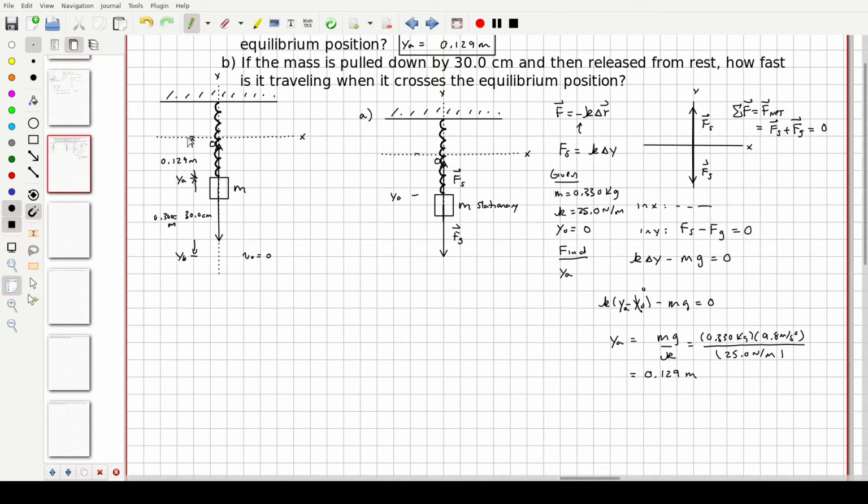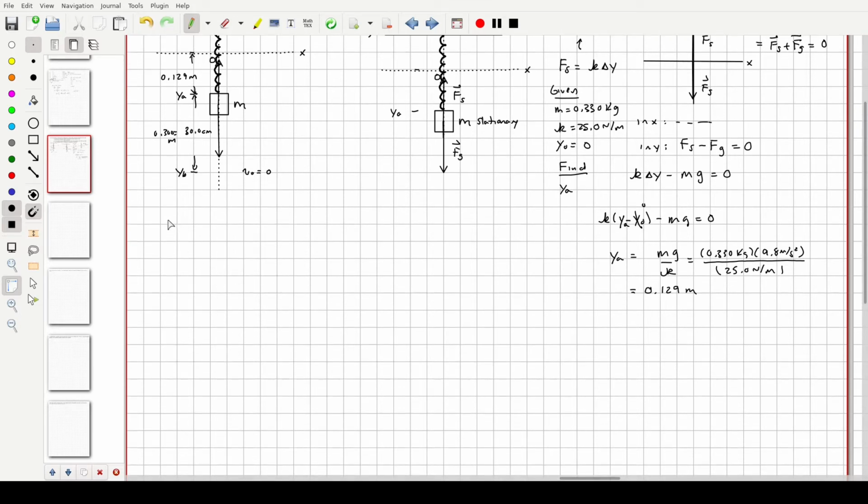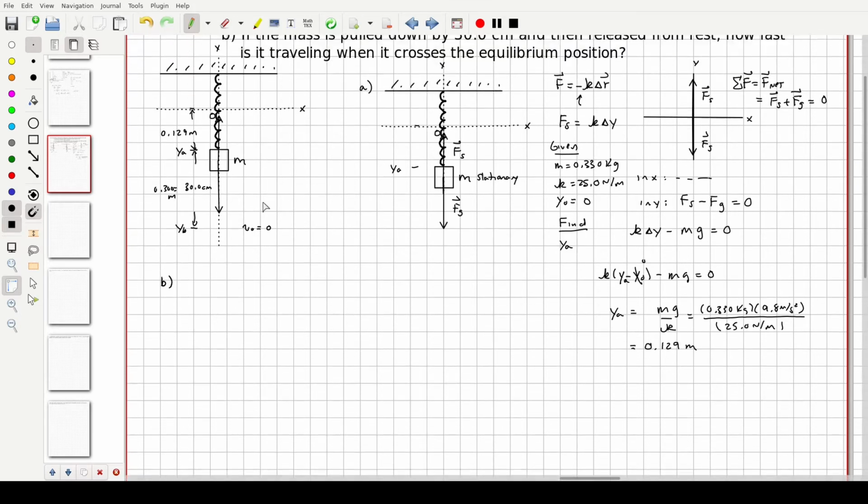Okay, so our y sub b position really is going to be the sum of these, but look, it's down the minus y axis. It's in the minus y direction. Okay, so for part B, I'm just going to snip this again.